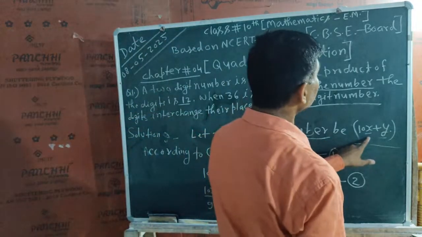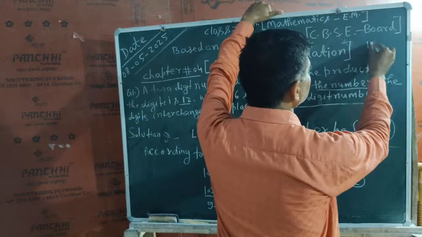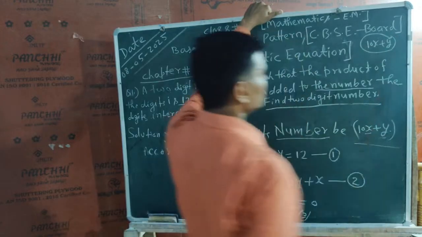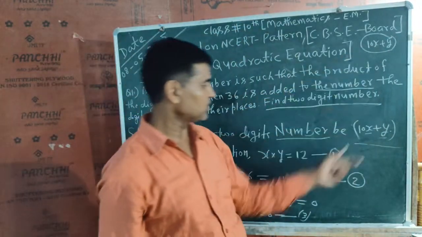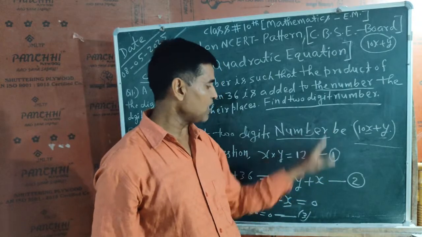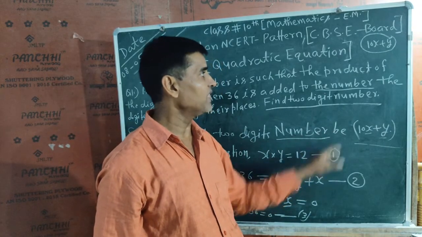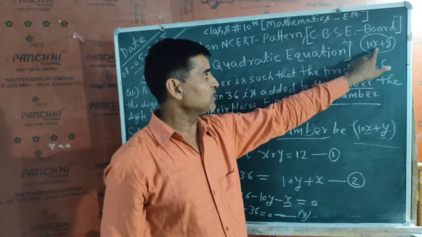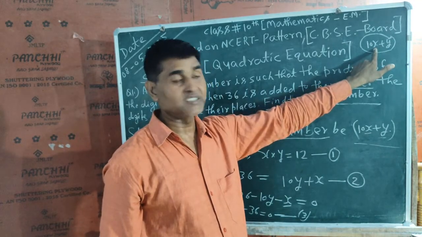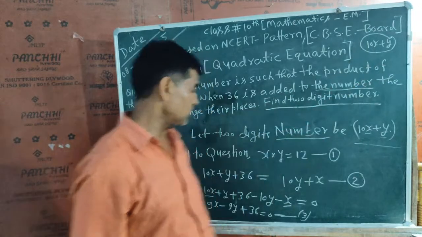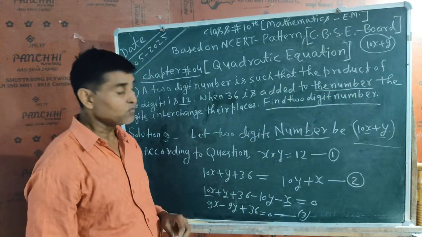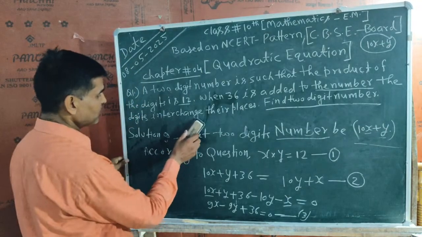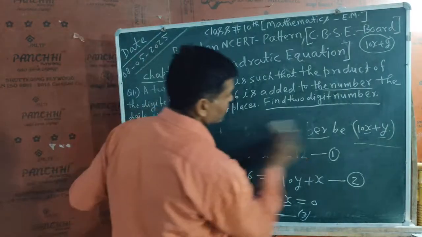Okay, student, one piece of information I have to save here: 10x plus y, because I have to get the value of this two-digit number. From these two equations I have to get the value of y and also the value of x, and then we will put them in the assumed two-digit number. After putting in the values of x and y, we will get the two-digit number, which will be the answer to my final question. Further, I am going to solve these two equations for the values of x and y.